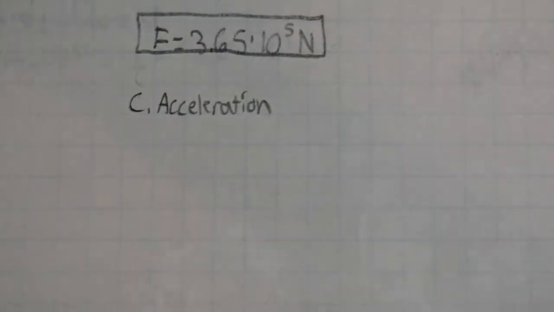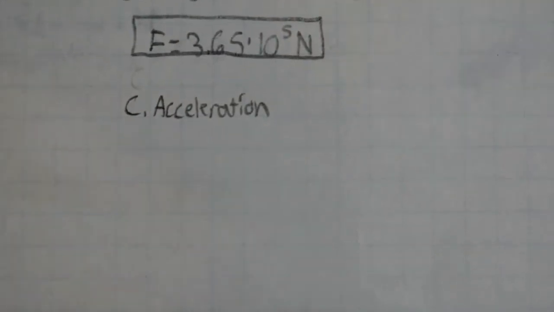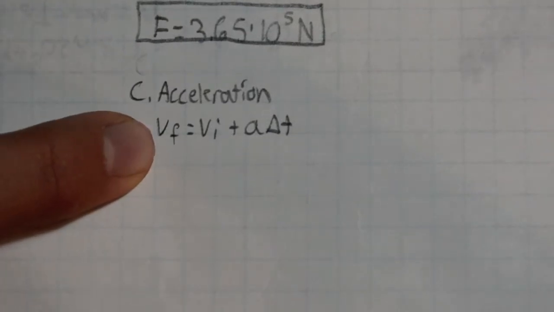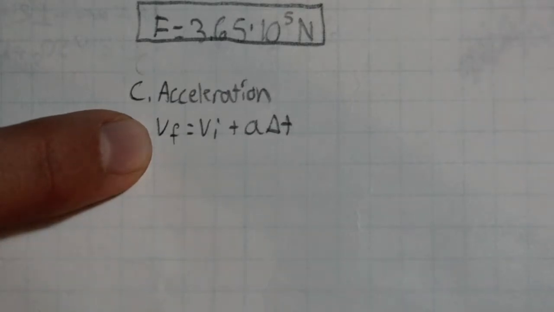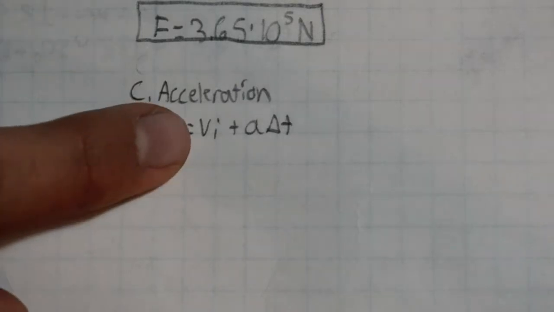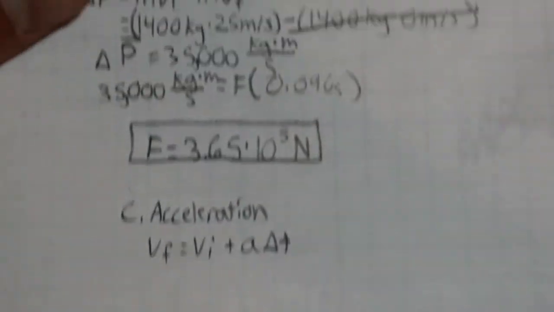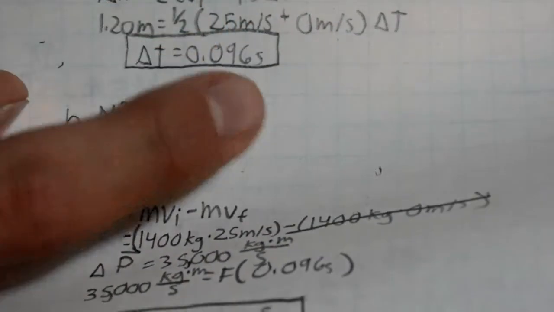Part C wants the acceleration of the car. And to do this, we have to use another kinematic. I'm going to use the one: velocity final equals velocity initial plus a delta t. The reason I'm using this one is because they gave us the velocity final, or we can assume that the velocity final is 0 because it is brought to rest after it collides. Velocity initial they gave us, acceleration we're trying to find, and delta t, again, we found in the first problem.